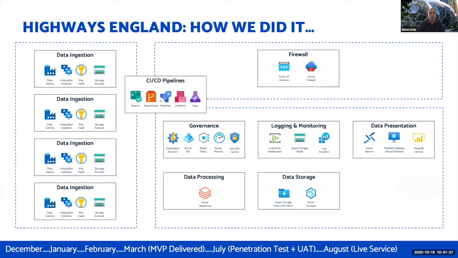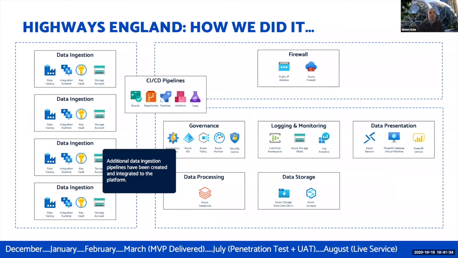So in August, we had a live service. We scaled out. We had additional data ingestion pipelines. We were working with a third party, a partner who were delivering a different data stream into this platform. And with that, we added CICD pipelines as well. And this was all secured by RBAC throughout the system so that we could make sure that users were accessing the right areas of the system, and that data was isolated correctly.